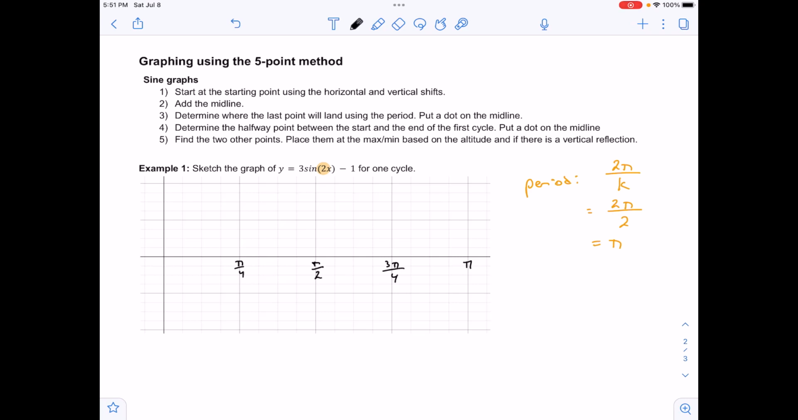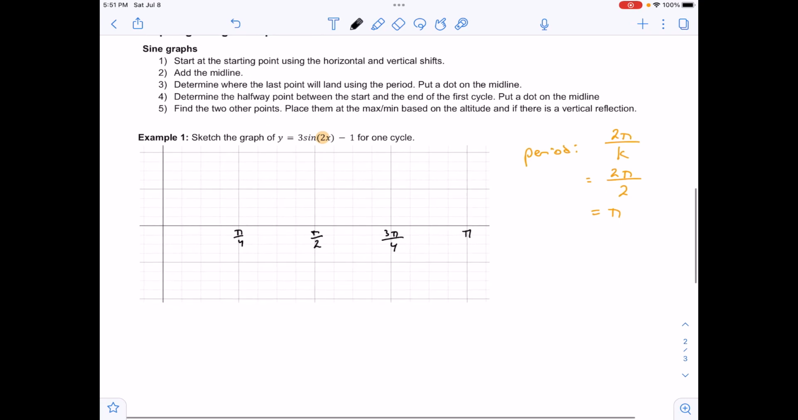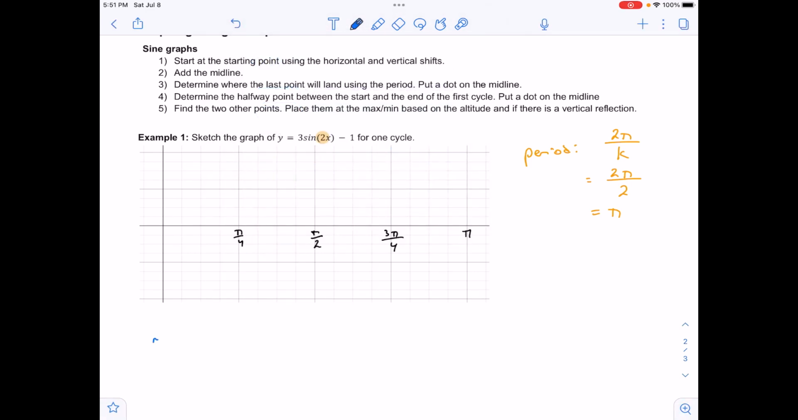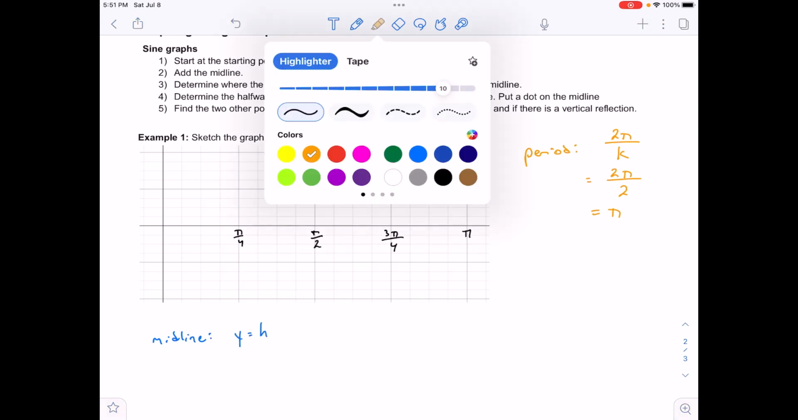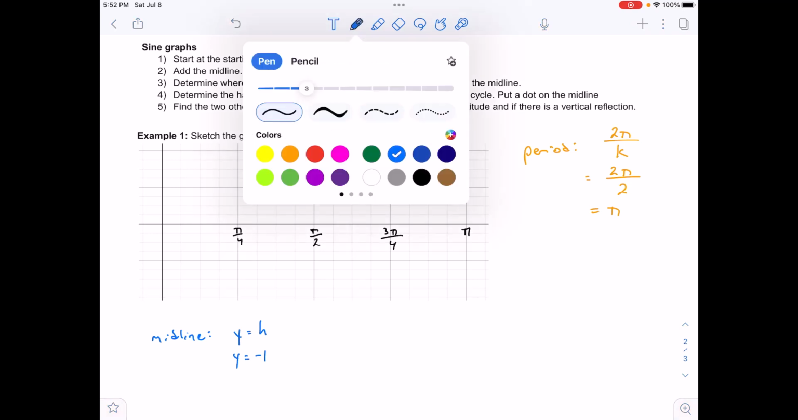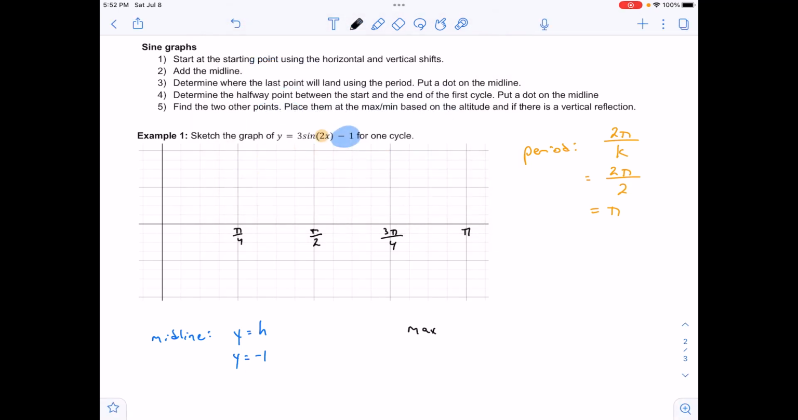Okay. The other thing that we need is we need to figure out how high our graph is going to go and how low it's going to hit, so that we can add our scale along our y-axis here. We're going to determine our midline. Recall that the midline formula was y = h, and h, in this case, is -1. So our midline is at -1. We can determine our max. I'll just do max in black. And our min.